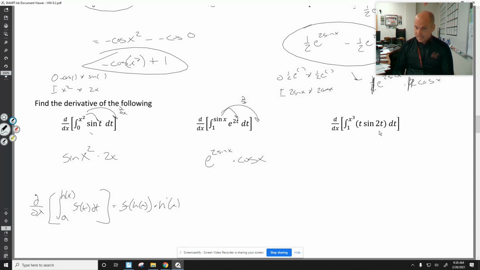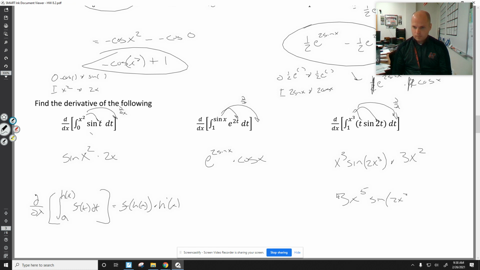If you have something that you can't take the antiderivative of, you've got to just use the rule. You just got to understand, okay, I'm taking the antiderivative. I'm plugging in x cubed. I'm plugging in 1. Then I'm taking the derivative. Well, the 1 won't matter because you're plugging in 1 and getting a number. The derivative of that number is 0. But when you take the derivative of the antiderivative with x cubed plugged in, you end up with this x cubed plugged in times the derivative of x cubed. So you end up with 3x to the 5th sine 2x cubed. All right.